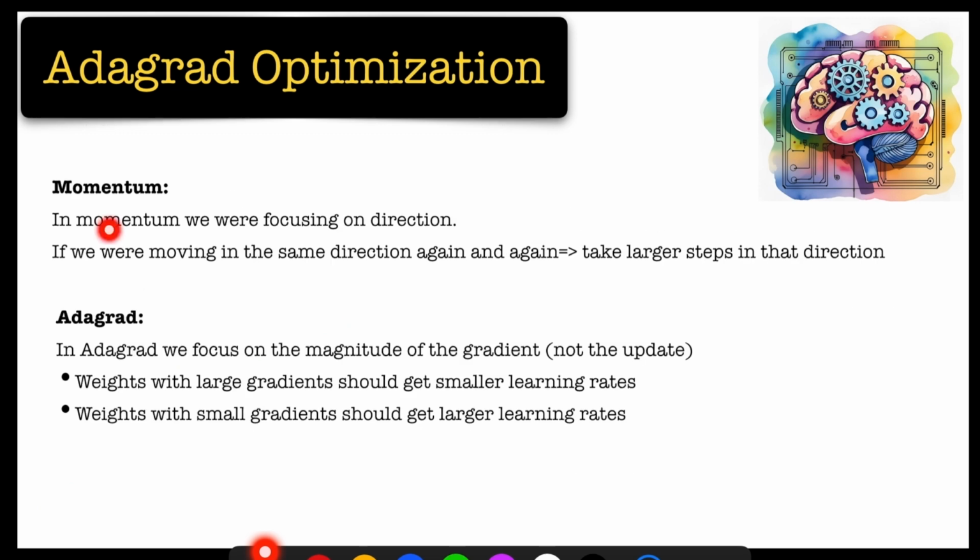So in the case of momentum, what did we do? In momentum, we focus on direction. If we are moving in the same direction again and again over multiple iterations, we take larger steps in that direction. In AdaGrad, we focus on the magnitude of the gradient, not the direction. Weights with large gradients should get smaller learning rates, and weights with small gradients should get larger learning rates. That's the difference between momentum and AdaGrad.